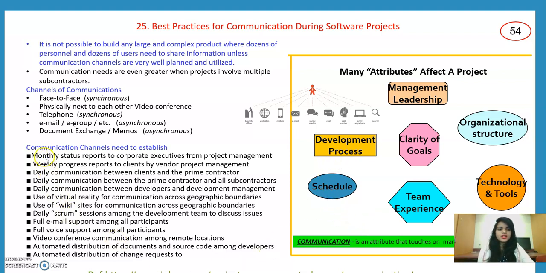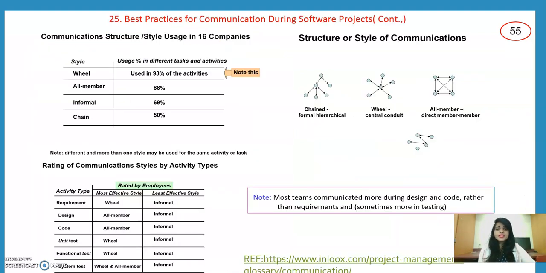And these are the communication channels that need to be established: monthly status reports to corporate executives from the project team, weekly progress reports to clients by vendors, project management, and daily communication between the prime contractor and all subcontractors. So communication is very important in every project. And these are the structures or styles of communication. We have chain, formal, hierarchical, wheel, central, and all-member direct structures.